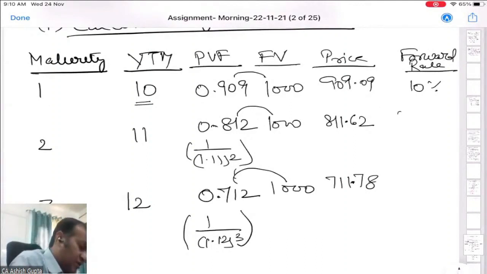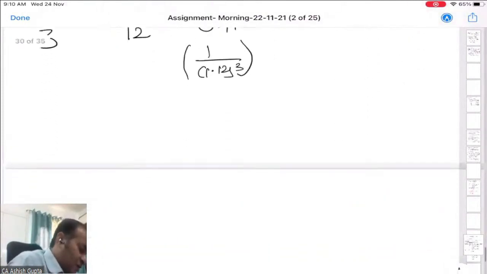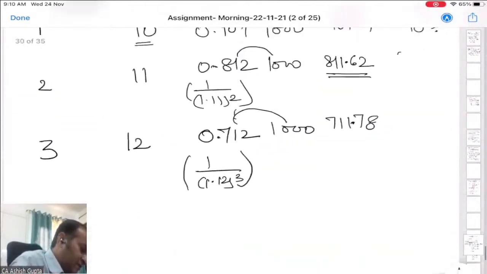Now we are coming to this value. For this value, what we do, see students, here it is the price of the bond, zero coupon bond. It means, just see the calculation.